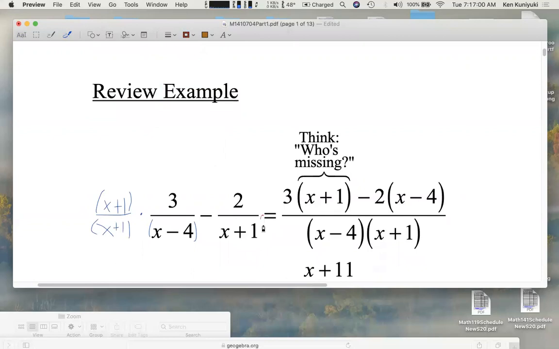I'll put an arrow here. Who's missing from this bottom? Well, the x minus 4. So we'd multiply this fraction by x minus 4 over itself. Again, optional grouping symbols, but they're nice to see.